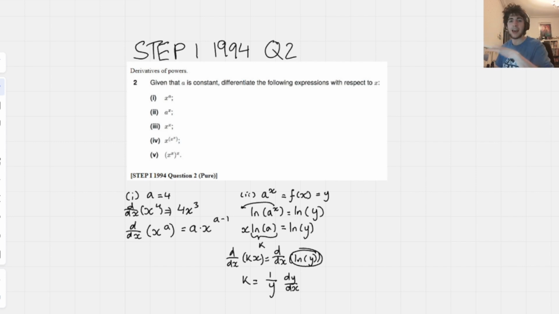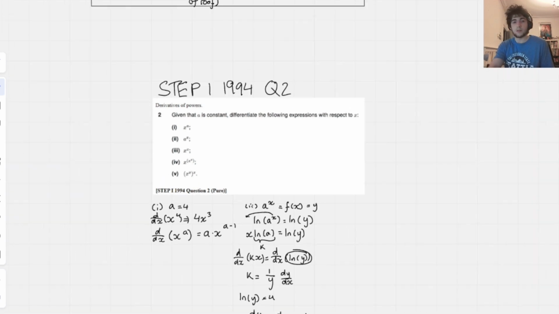But because it's with respect to x, y itself is a function of x. So you take the derivative with respect to y, and then you multiply that by the derivative with respect to x of the thing on the inside. Effectively, it's just the chain rule, right? So if ln of y was u, then I have that du/dx is du/dy multiplied by dy/dx. This is just the chain rule, right?